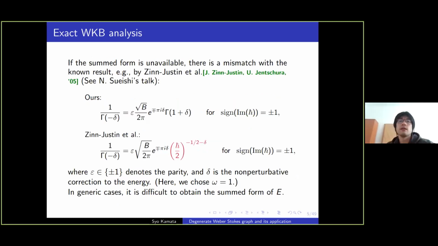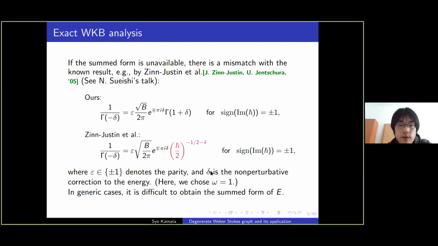But usually we cannot get this kind of closed form. If the closed form is unavailable, there is a mismatch with the known result, for example the Jentschura-Zinn-Justin result. In the case of Naoshi, he didn't use that kind of closed form. So in that case, if you want to solve the quantization condition and get the non-perturbative part of the energy, there is a mismatch.